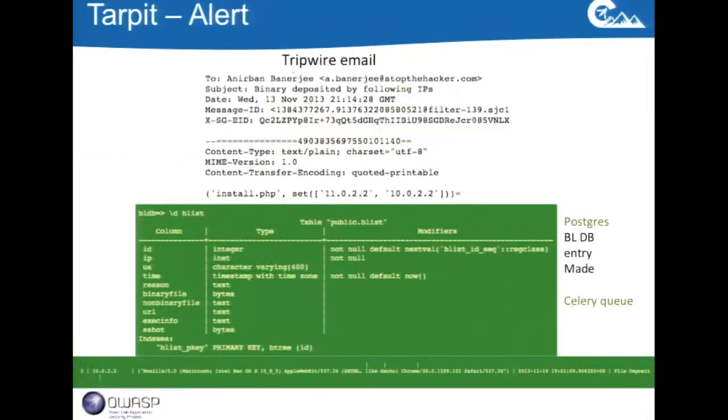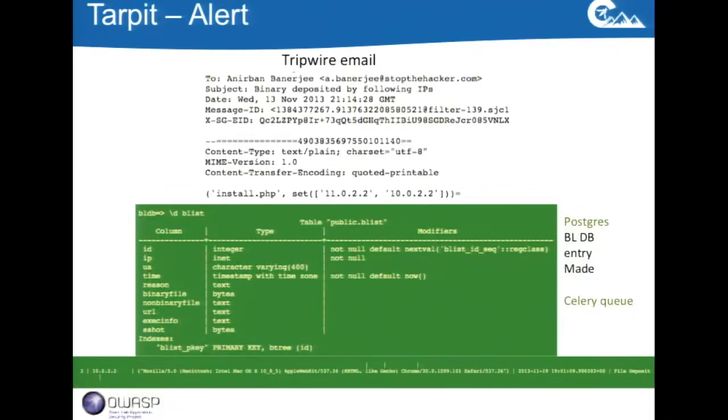And a quick example of the kind of emails. We chose to send ourselves emails, but it also has an entire backend that shows what binaries have been put in and all that. You can get emails saying this particular install.php was dumped onto the hard disk, which IPs were involved, so on and so forth.